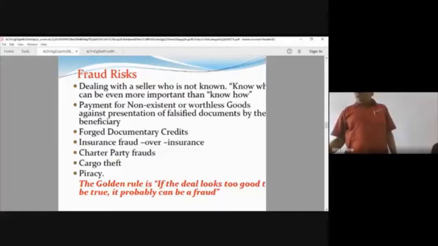What do you mean by know who? Because we all know, if you are a trade guy in the trade department, can you check the documents? Can you negotiate a document if you don't know the subject? You have to know about the subject. Yeah, you have to be a master on that particular subject, right? But more important is not that you have to be a master on the thing. You should know with whom we are dealing. Know who can be even more important than know how. Know who can be very important.